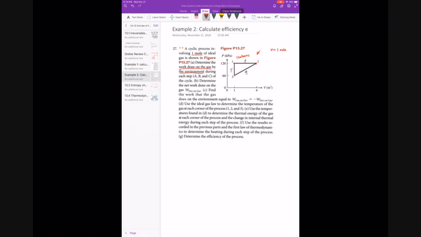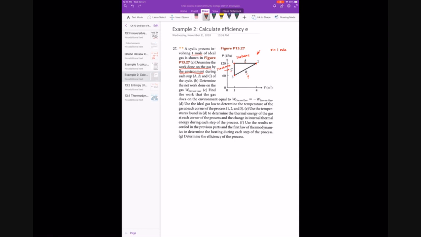What is process B? Well, I don't know what process B is. We don't have a specific name for that. I know process C is isochoric because the volume doesn't change. This one I don't know.